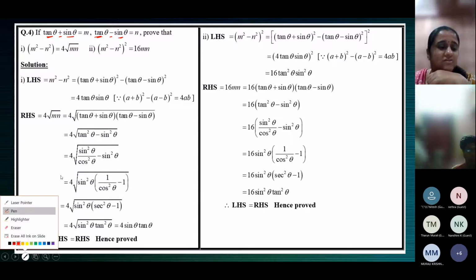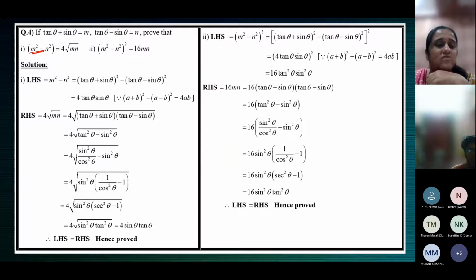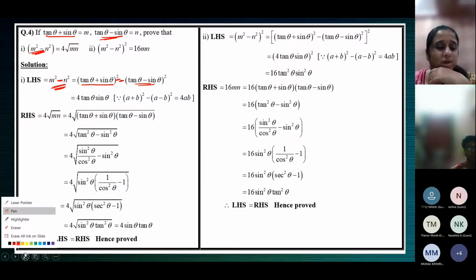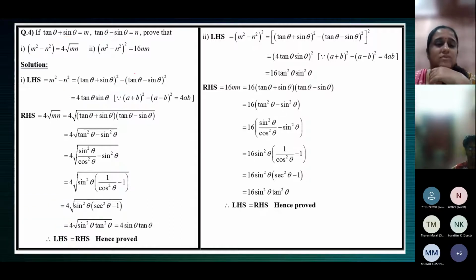Okay, let's take up the LHS. What's the LHS? M square minus n square. We need to work the LHS and maybe we can arrive at the RHS. If that's not possible, work the LHS, work the RHS and show that you have the same answer in both. So first take up the LHS, m square minus n square. M is tan theta plus sine theta, squared, minus n, which is tan theta minus sine theta, whole square. So write m, n and square them. That's the first step.